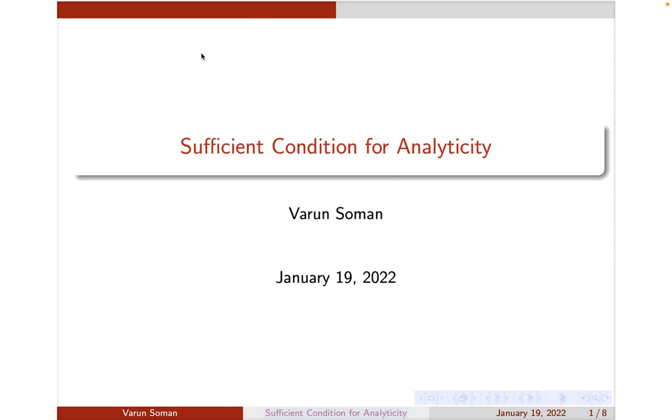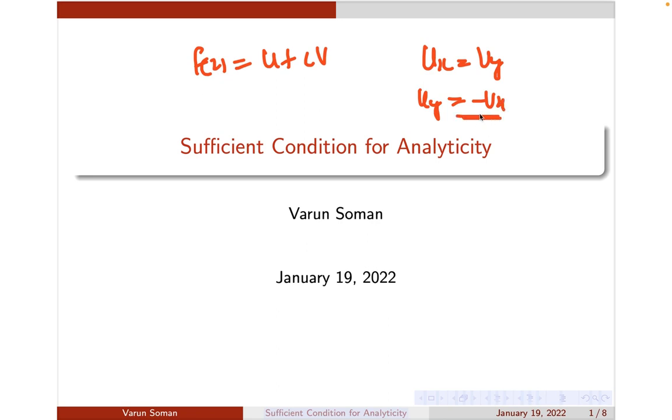Basically, if a function f of z is of the form u plus iv, the CR equations say that ux is equal to vy and uy is equal to minus vx. These are very important equations in complex analysis, and you will be using them extensively in this module itself. And I hope you understand the difference between a differentiable function and an analytic function.